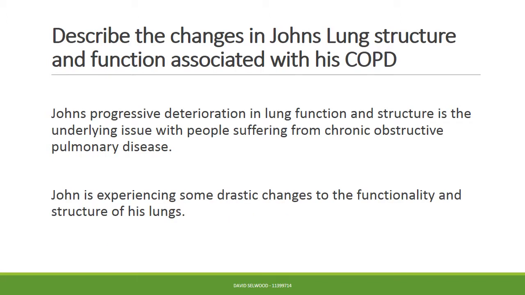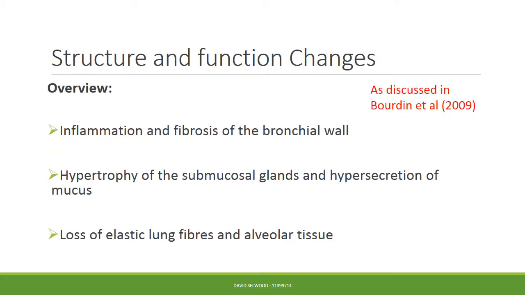John's progressive deterioration in lung function and structure is the underlying issue with most people suffering from chronic obstructive pulmonary disease. John is experiencing some drastic changes to the functionality and structure of his lungs. A bit of an overview of what happens: inflammation and fibrosis of the bronchiole wall, hypertrophy of the submucosal glands and hypersecretion of mucus, and lastly a loss of elastic lung fibers and alveolar tissue is what happens to COPD sufferers.